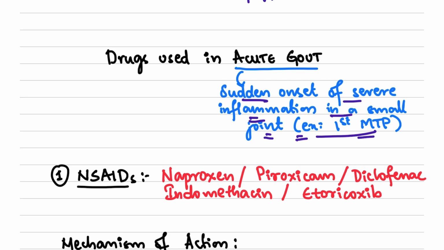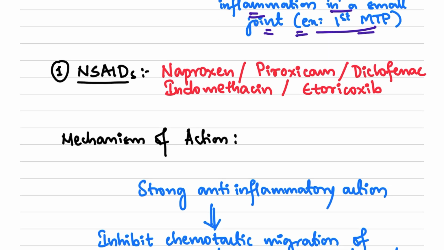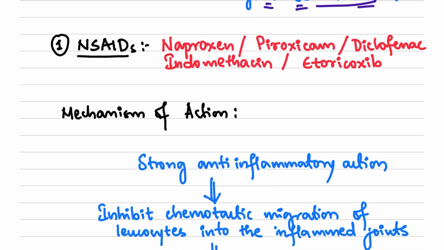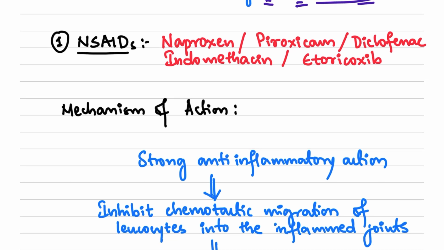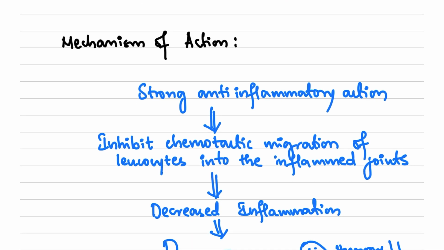So which is the first class of drugs that we use? That we use are the NSAIDs, that is the non-steroidal anti-inflammatory drugs. Examples of these drugs include naproxen, piroxicam, diclofenac, indomethacin, and etoricoxib. So these are all the NSAIDs that we use in an acute attack of gout. So how do these NSAIDs actually help in the relief of acute gout? We'll look at the mechanism of action.